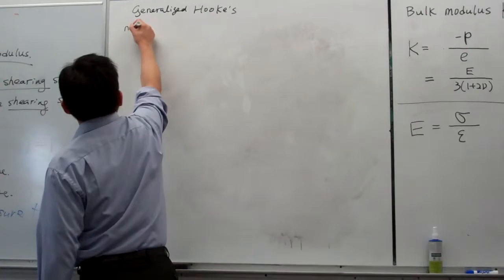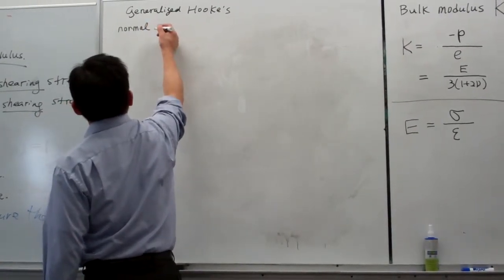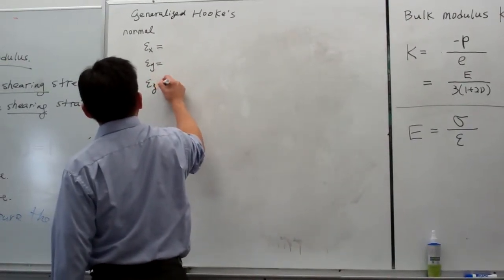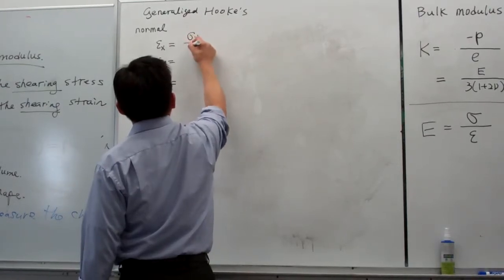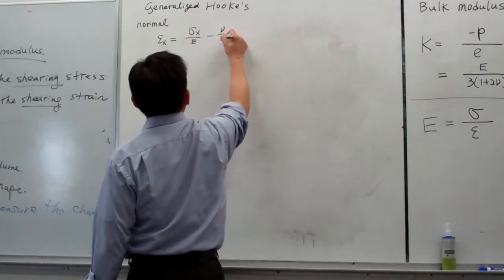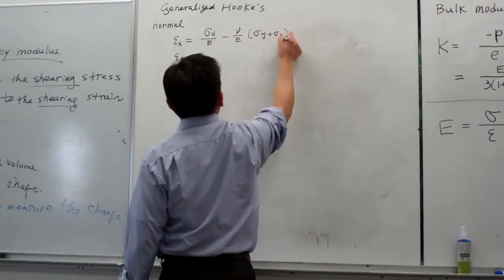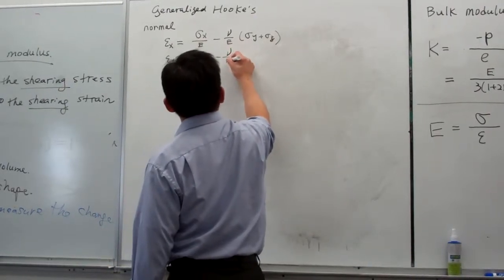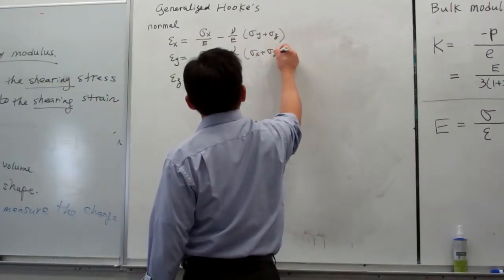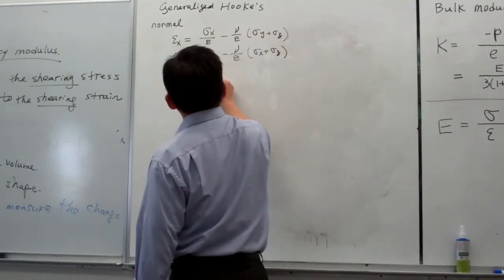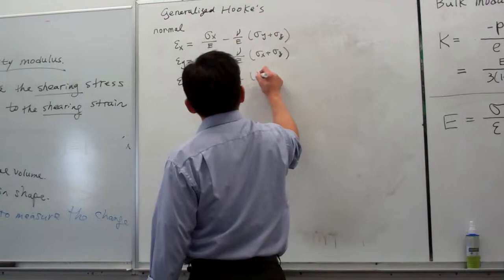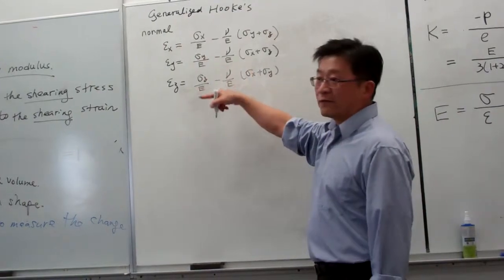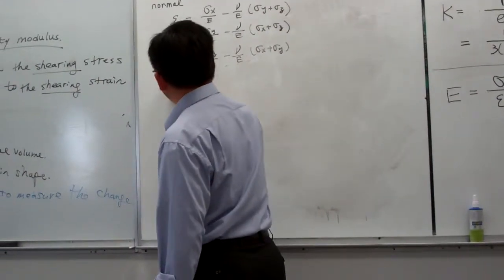So for the normal part, that is epsilon x equal to 1 over E times sigma x minus mu times sigma y plus sigma z, and this is epsilon y equal to sigma y minus mu times sigma x plus sigma z, and epsilon z equal to sigma z minus mu times sigma x plus sigma y. So this is only half of them, and right now we have learned the shearing.